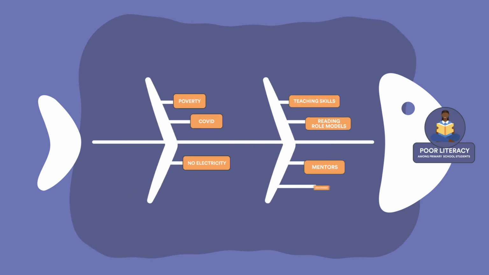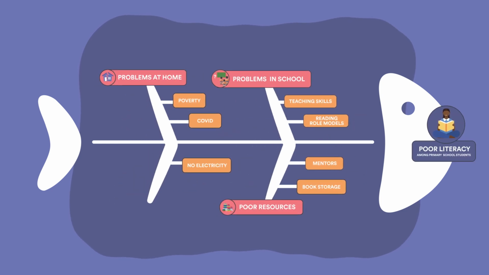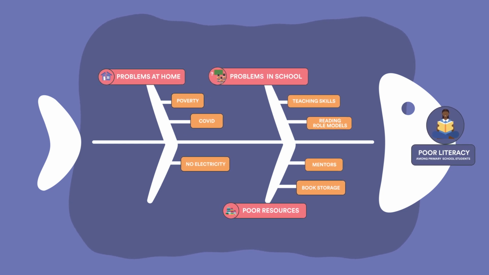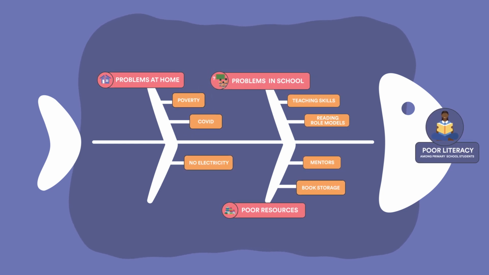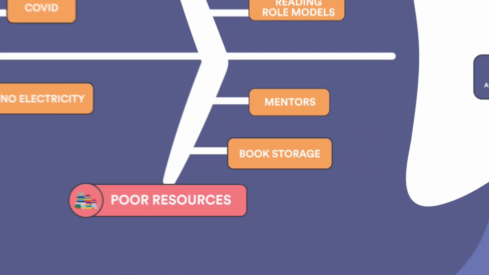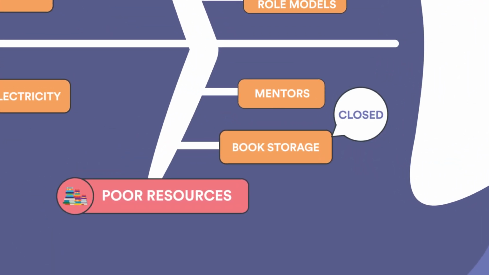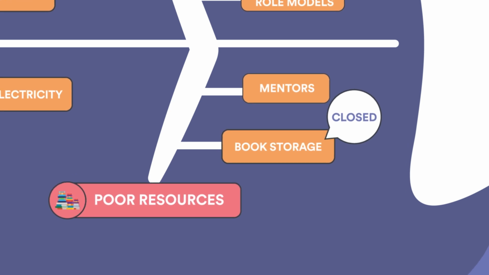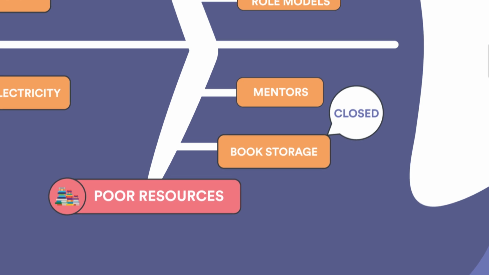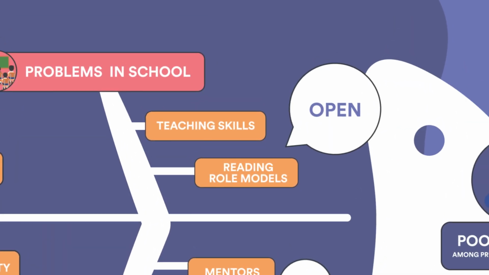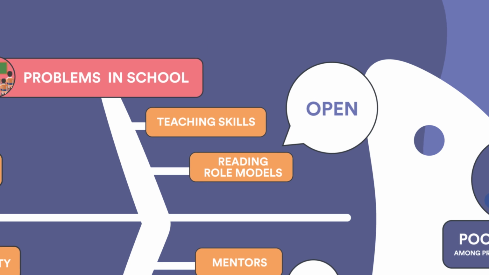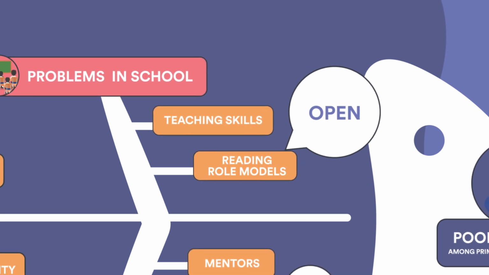The fishbone shows some of the big problems that impact reading levels that they can't fix, such as poverty, the COVID-19 pandemic, and poor electricity power supply. And it shows some closed problems that affect reading, such as storage space for books, which can be fixed and done. But the fishbone also shows some open problems about teaching and learning, such as teachers' literacy skills and reading role models in the school.